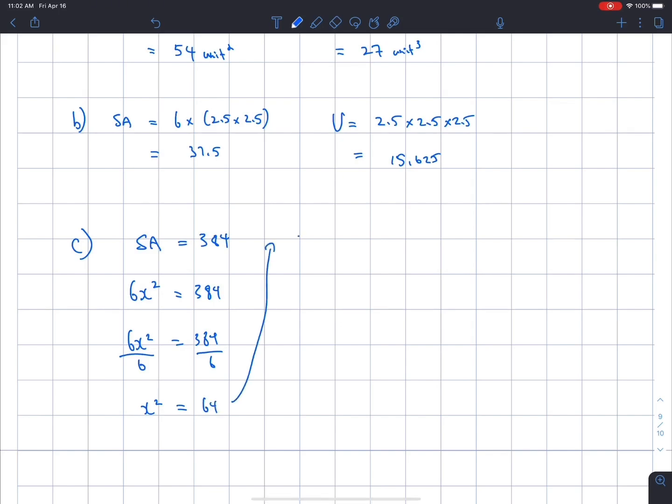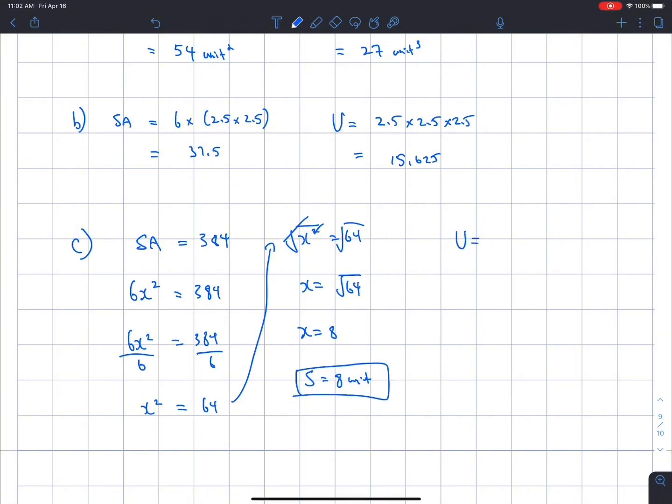To find x, we square root both sides, because square and square root cancel each other out. So we get x equals the square root of 64, x equals 8. So that will be the side length, just 8 units. The volume, knowing that the side length is 8, will just be 8 times 8 times 8. Then we get 512 unit to the power 3.